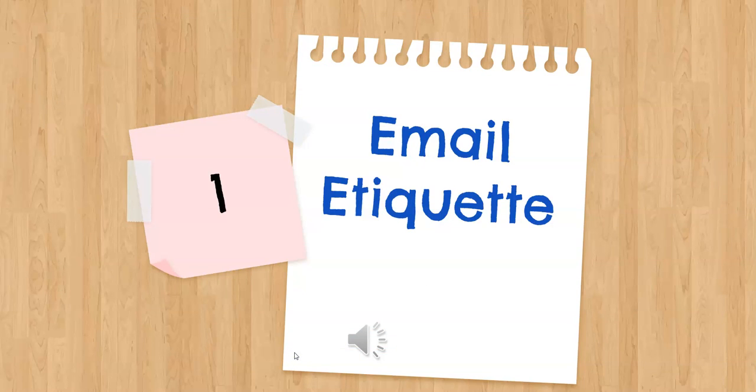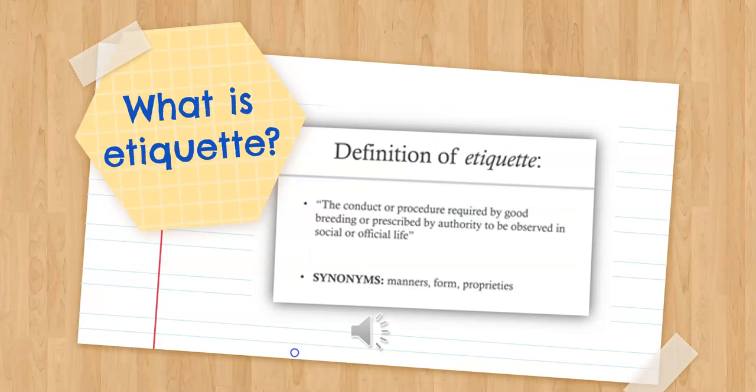Part 1. Email etiquette. What is etiquette? The formal definition of etiquette is the conduct or procedure required by good breeding or prescribed by authority to be observed in social or official life. Synonyms are manners, form, and proprieties. That is a lot of words.